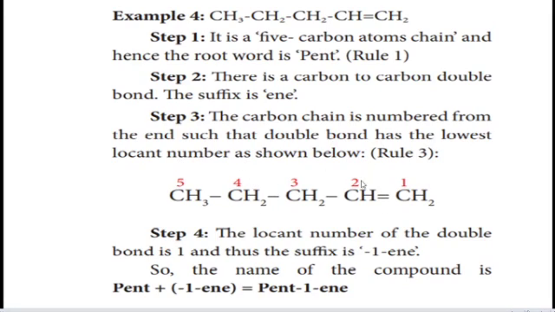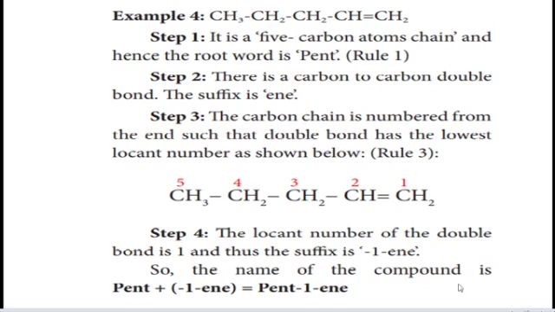Now this is the compound diagram: CH2, CH, CH2, CH2, CH3. So step 4: the locant number of the double bond is 1, and the suffix is 1-ene. The place of the double bond is the first place, so 1, and ene is the suffix.